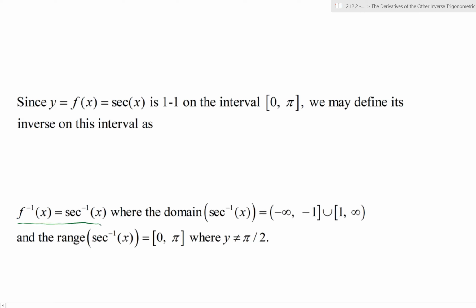Say f of x is secant x, then f inverse of x is secant inverse of x, such that the domain of the secant inverse would be the range of that secant function over that particular interval, which is negative infinity to negative 1, union 1 to infinity. Notice negative 1 and 1 attain values. And then the range is going to be from 0 to pi, where the outputs are not going to be pi over 2. In other words, we're reversing the domain and range of the secant function, where we defined it on the interval 0 to pi, to come up with the corresponding domain and range of the secant inverse function here.